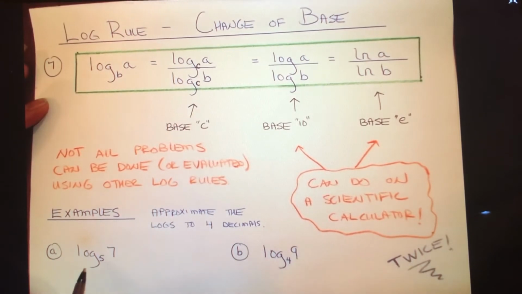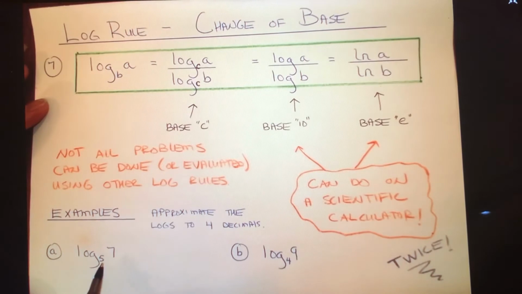Okay, so this first one, log 7 base 5, if my instructor said, please tell me what this is, and I want you to approximate it to 4 decimals. Anytime they tell you they want you to approximate something to a certain number of decimals, that's a huge clue that you probably can't do this guy using normal log rules like the ones in the previous video, that we're most likely going to have to use change of base.